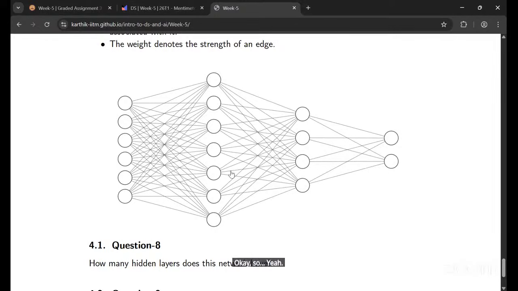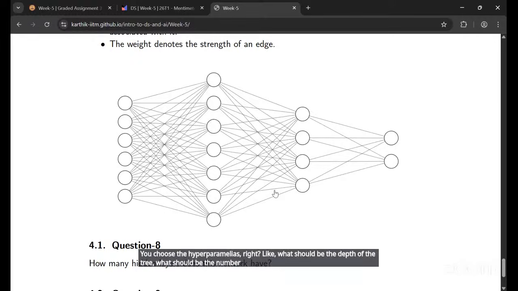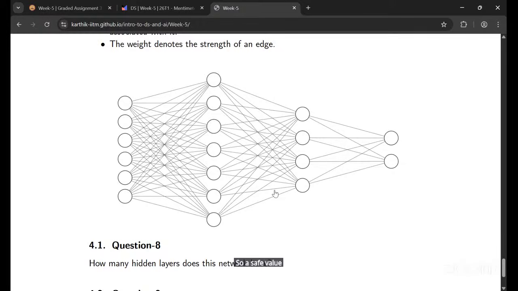I was just saying that you choose the hyperparameters, right? Like, what should be the depth of the tree, what should be the number of hidden layers, and what should be the value of k and n. So, a safe value is mostly 3 in most of the problems. People go for 4 as well, but 3 is the most popularly accepted. If you go beyond or above that, it might underfit or overfit. So 3 is like an average, moderate, balanced out value. So that is largely accepted.